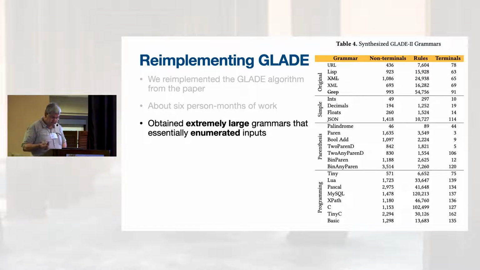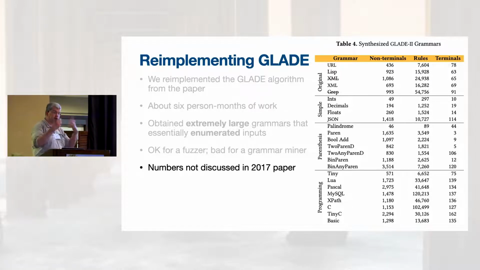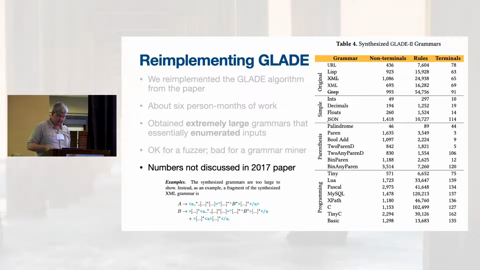These are huge, and this is not a problem if you use GLADE as a fuzzer. As a fuzzer, GLADE works well on them, and I'm very happy to point that out. But if you look at this from a grammar perspective, and want to parse with these, this is close to being unusable. These were the first numbers we got. We couldn't compare against any other numbers because these were not discussed in the earlier paper. All we had was that the grammars were too large to show.